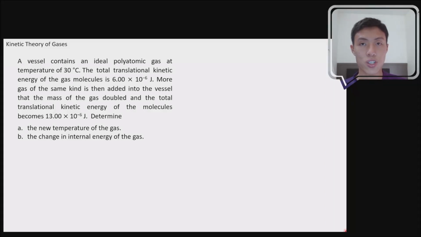Let's try to solve this question over here. A vessel contains an ideal polyatomic gas at a temperature of 30 degrees Celsius. So you see that it's an ideal polyatomic gas, so we know that the degree of freedom will be equal to 6 for polyatomic gas. Then we see that it's at the temperature of 30 degrees Celsius initially.